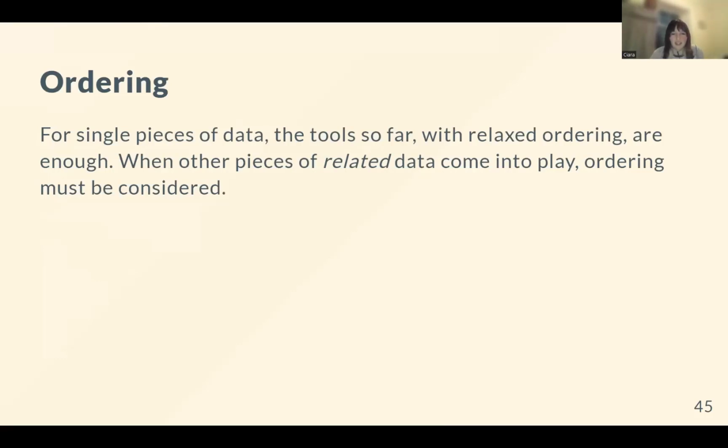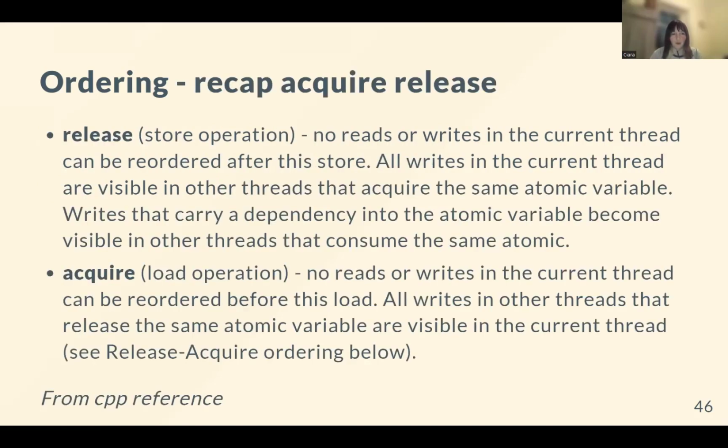For single pieces of data, the tools that we've seen so far with relaxed ordering are enough. So where things get complicated is where you start bringing in other pieces of related data. And that's where you have to start thinking about ordering. So just to recap, again, especially for those who haven't been to previous ones, the 2 most important orderings to think about are release and acquire ordering.